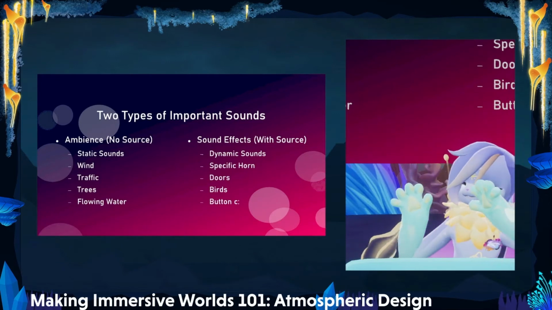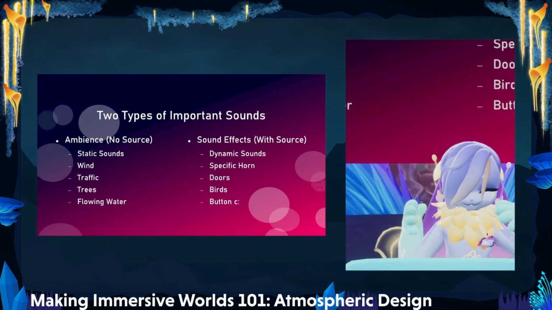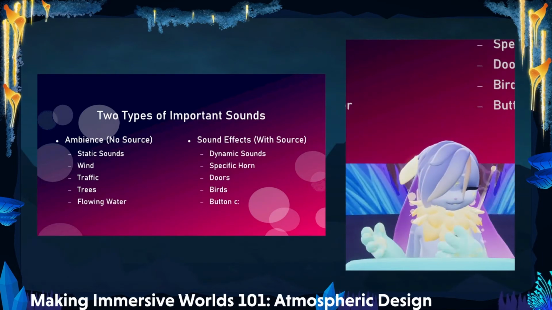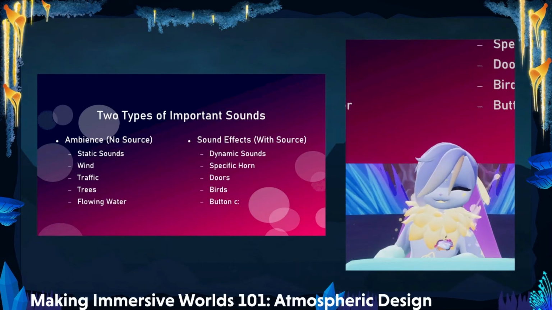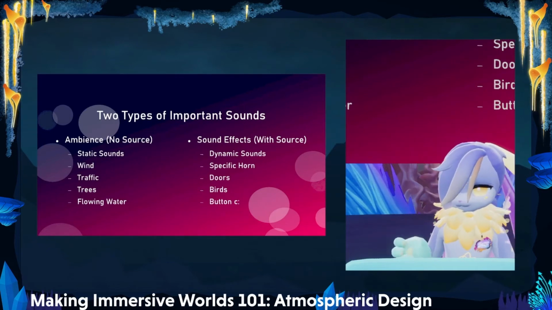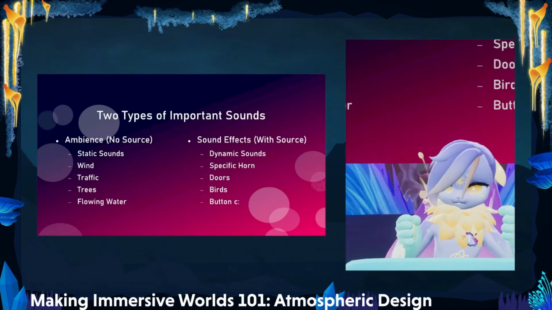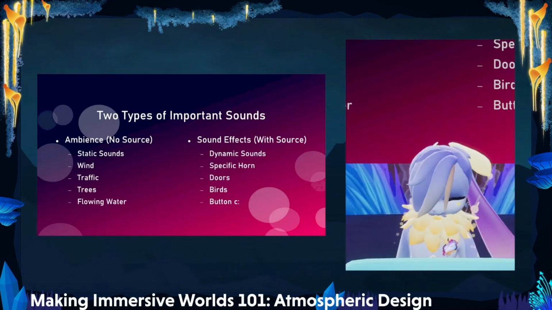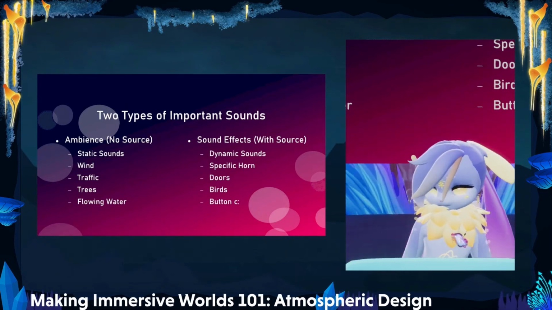Ambience is essentially sounds without a source, like the sound that you're hearing right now. It's just wind or water or the trees or traffic. It doesn't come from one place. This is what we call static sound. This always comes with you whenever you're traveling to a world. And the other is sound effects with a source. This is like a specific horn, a specific sound, a specific button, birds, or anything like that.